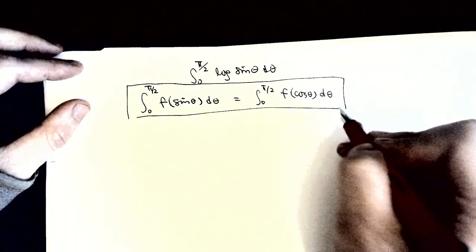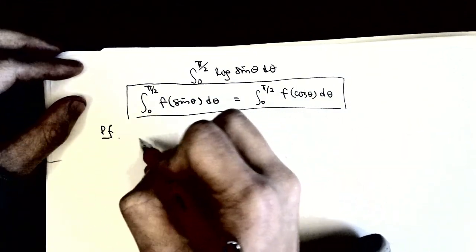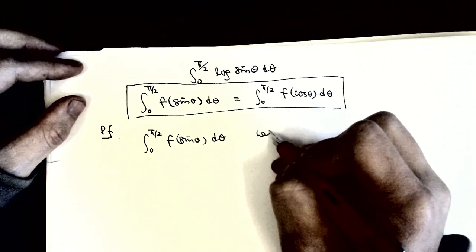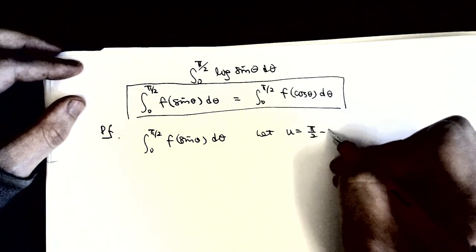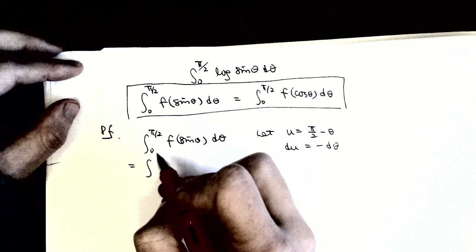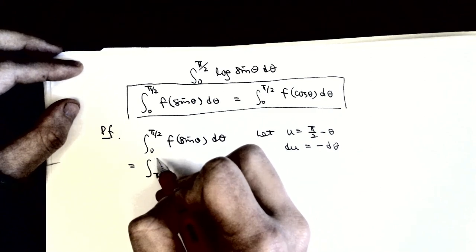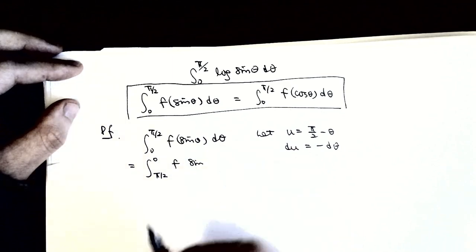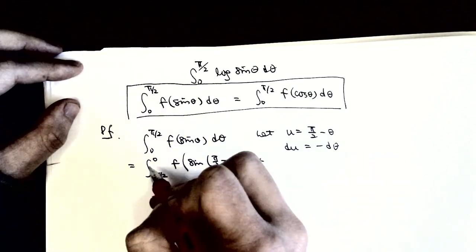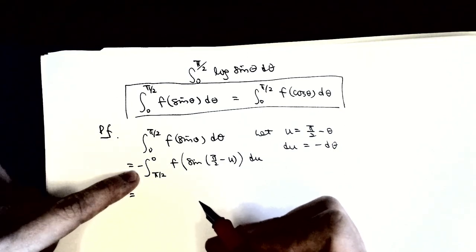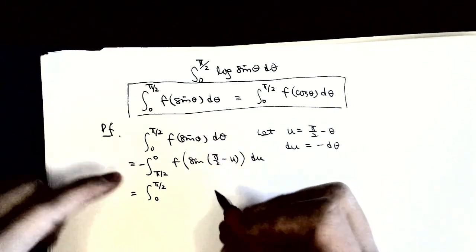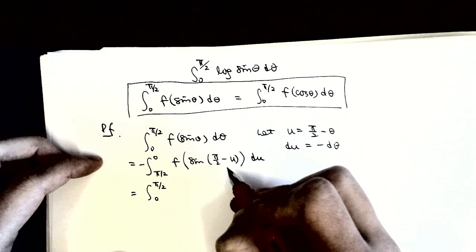Well, why is that? It is easy, because we do a simple substitution. For example, we let u equal pi over 2 minus theta, and in that case du will be minus d theta. Now when theta is equal to 0, we have pi over 2 here, and when theta is pi over 2, we have 0 here, and then f of sine of pi over 2 minus u, and d theta will become du times minus 1. The minus sign here can be absorbed into the interval by flipping it, so we go back from 0 to pi over 2, and we notice that this one is just cosine u.